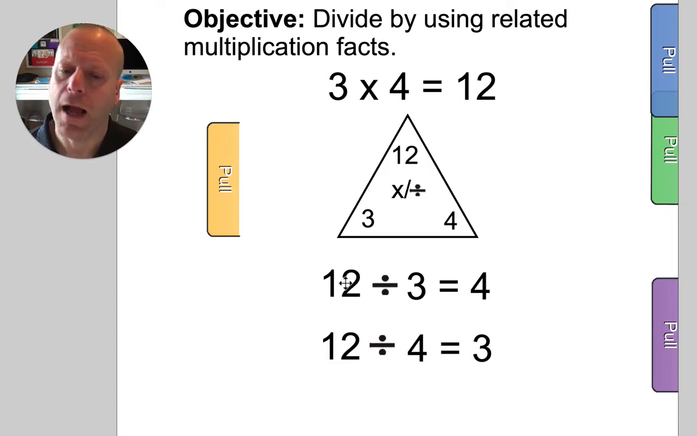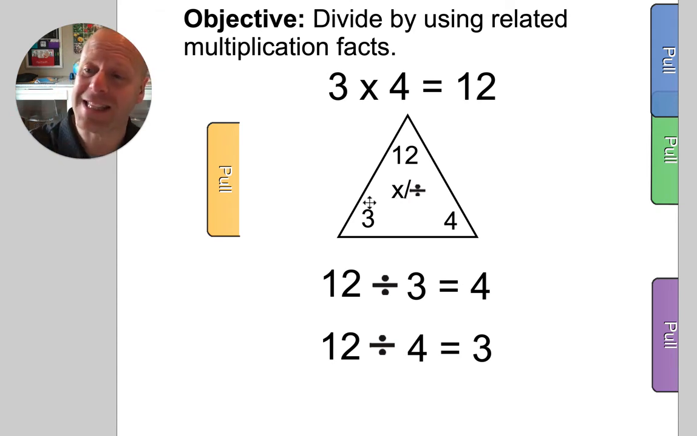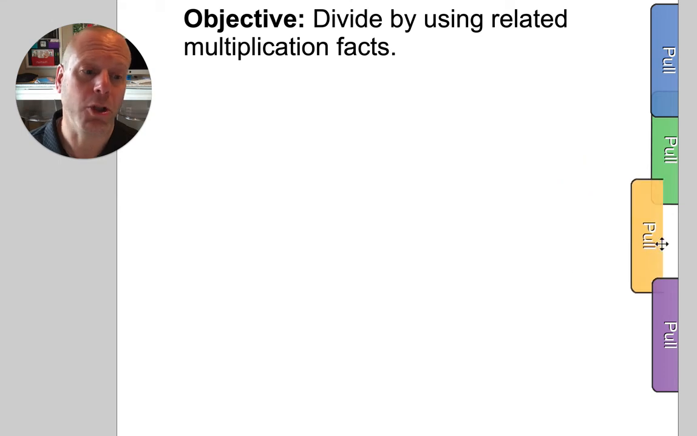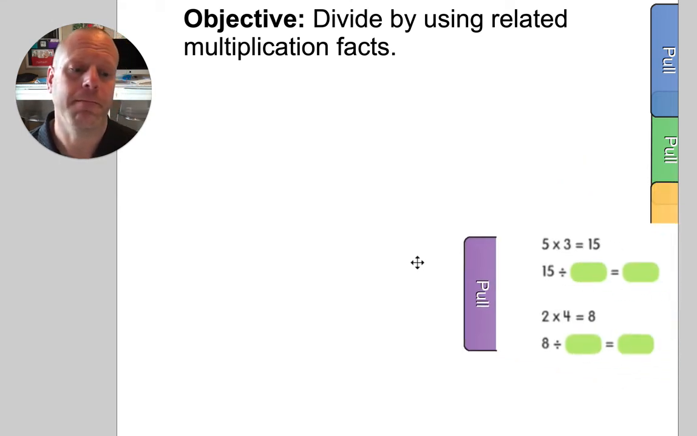So if I take 12 and I divide it into 3, so 12 divided by 3, what do I have to get as an answer? 4. And if I take 12 and I divide it by 4, what do I have to get as an answer? 3. So it's almost like I'm just taking this problem and I'm doing it backwards. Related facts. And this is true for addition and subtraction. And we're just bringing that same idea over to multiplication and division.